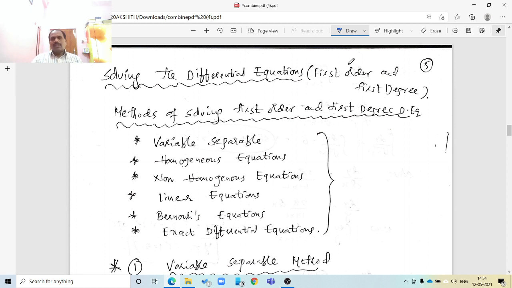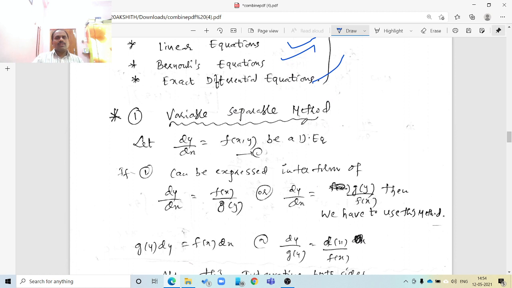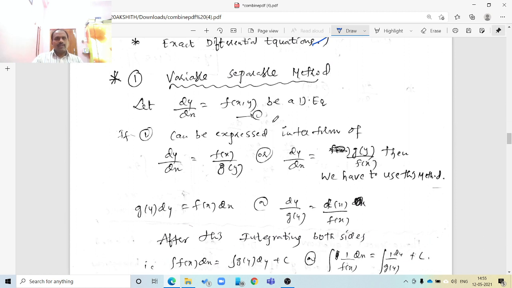So we are solving the differential equation here, particularly first order and first degree. To solve the first order and first degree differential equation, there are some methods. We have 6 methods. One is variable separable method, the second one is homogeneous equation, the third one is non-homogeneous equation, fourth linear equation, fifth Bernoulli's equation, and the last exact differential equation. So first we are going to deal with variable separable method.